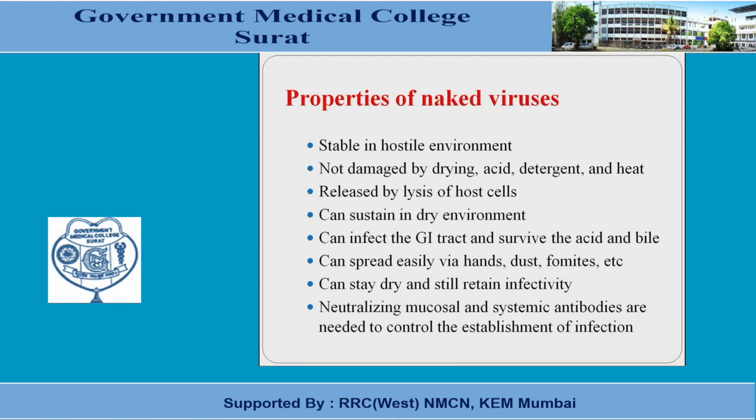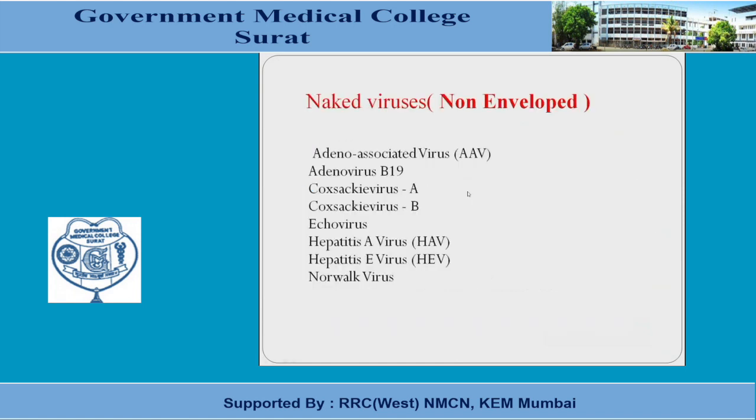Enveloped viruses are damaged by drying, acid, detergent and heat. Naked viruses are released by lysis of the host cell, can sustain in a dry environment, can infect the GI tract and survive acid and bile, and can spread easily via hands, dust, fomites, etc. They can stay dry and still retain infectivity, and neutralizing mucosal and systemic antibodies are needed to control the establishment of infection. Examples of naked, meaning non-enveloped, viruses are adeno-associated virus, adenovirus, parvovirus B19, Coxsackie virus A and B, echovirus, hepatitis A, hepatitis E virus and Norwalk virus.